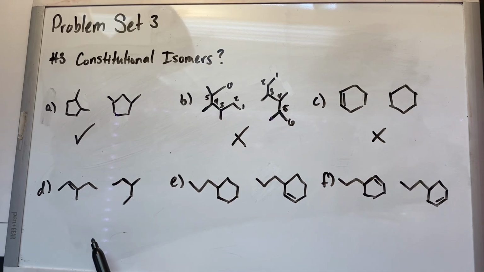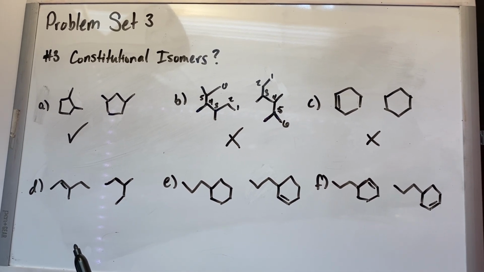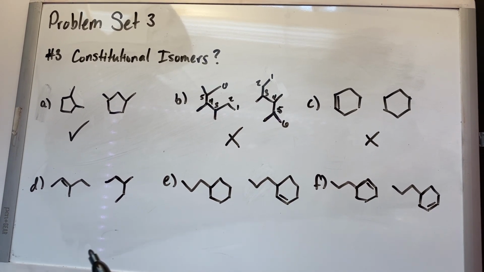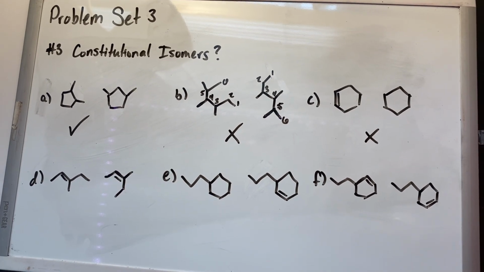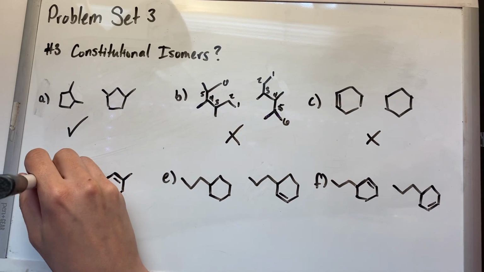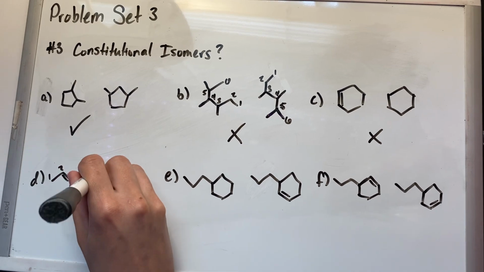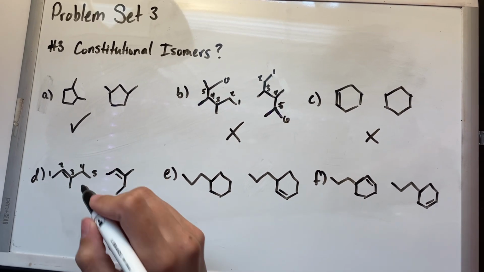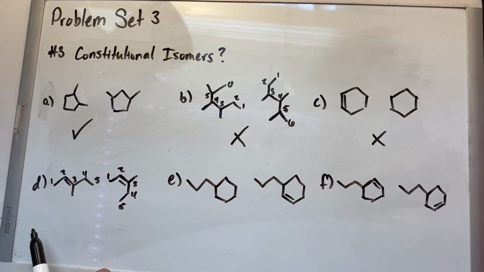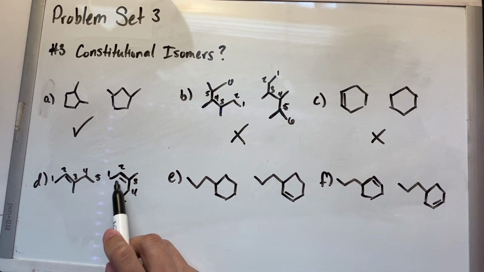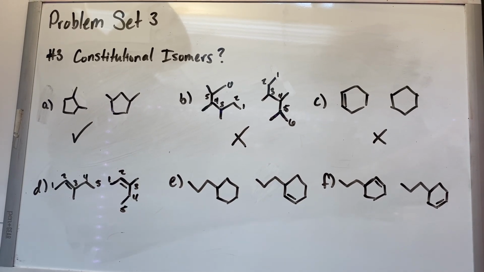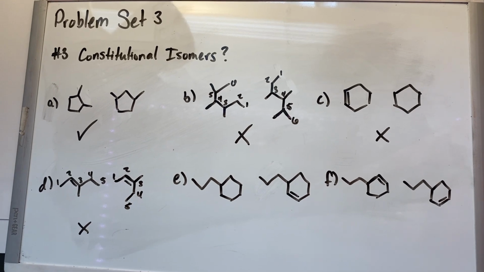we can see that these have... Let's number the chain starting over here, 1, 2, 3, 4, and 5. And then on this one, the same thing, 1, 2, 3, 4, 5. So we can see a double bond on carbon 2 and a methyl coming out of 3. This is, again, the same formula, so this is not going to be a constitutional isomer.